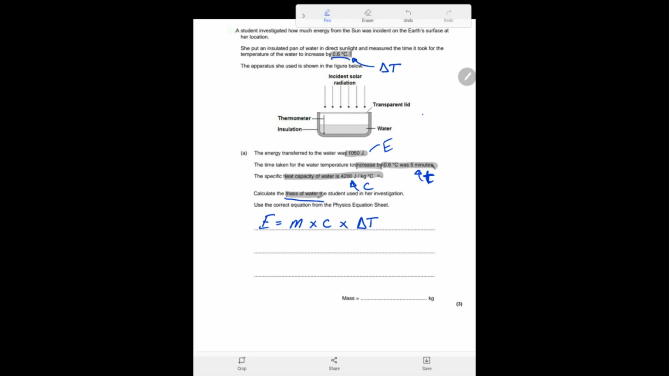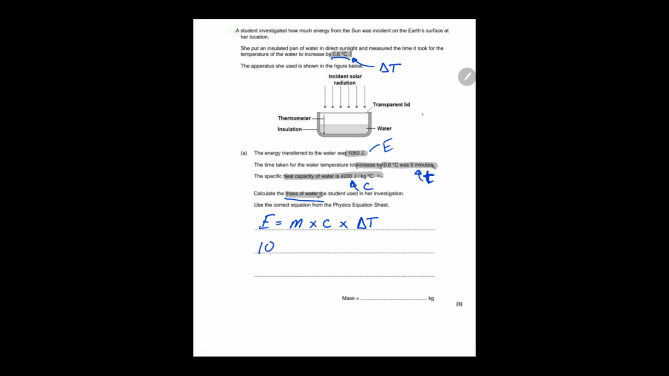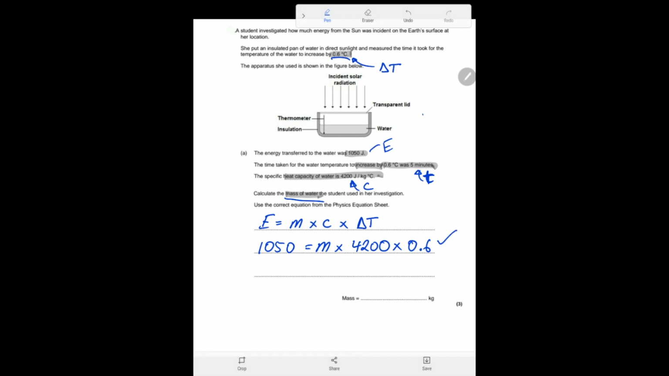So the first thing that I'm going to do is plug the information that I have into my equation. My E is 1050. My mass is, I don't know, I'm trying to work that out. My specific heat capacity is 4,200. And my change in temperature is 0.6 degrees. So that there will give me a mark because I've plugged my information into my formula.